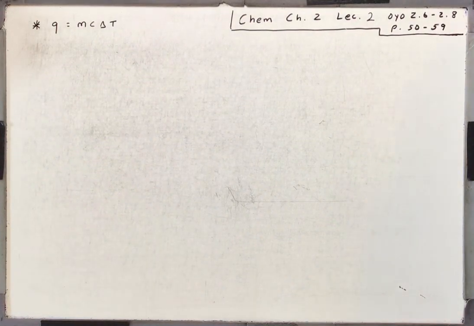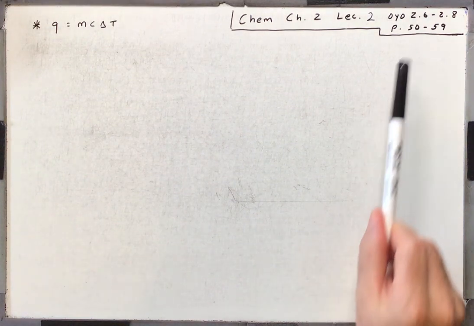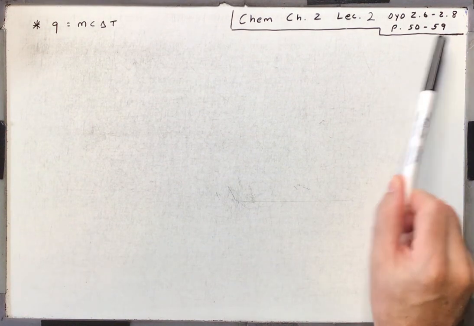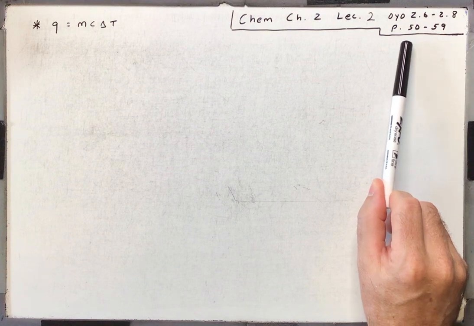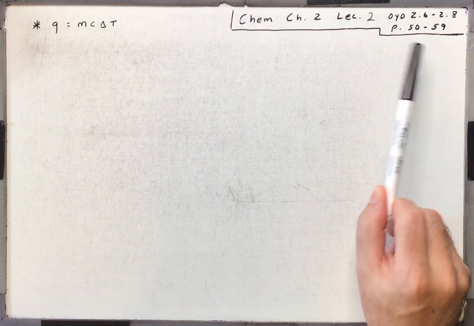Hello there, welcome to Chemistry Chapter 2, Lecture 2. In this lecture we're going to cover On Your Own Problems 2.6 through 2.8. In the book we're going to be going through page 50 to 59.